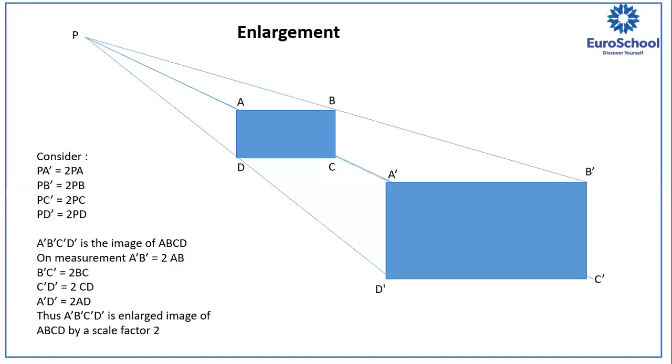Same here. When we are enlarging, we are changing PA to PA dash. That means we are doubling the side. Similarly, the AB side is doubled and it becomes A dash, B dash. So whenever you are enlarging any one side and the figures are similar, all the other sides are enlarged by the same scale factor. Okay?